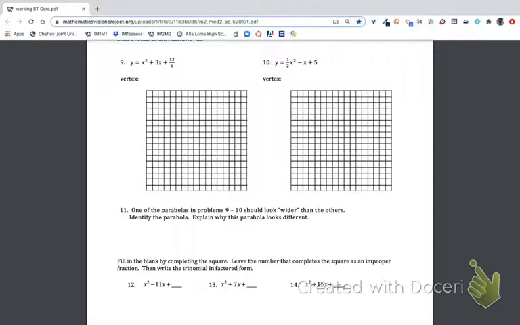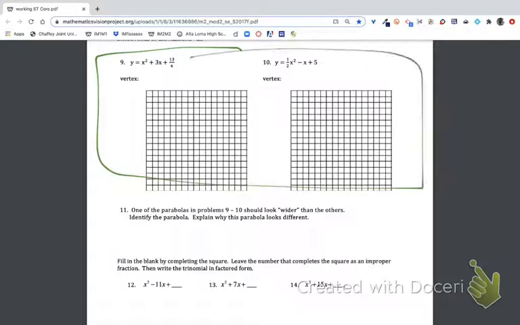For number 11, it's hard because I didn't require you to do 9 and 10, but which of them look wider than the others? And what we should be able to recognize is that the only thing that makes a graph wider or skinnier is what is the A value. And in this case, the A value for 10 is 1/2. For 9, it's 1.